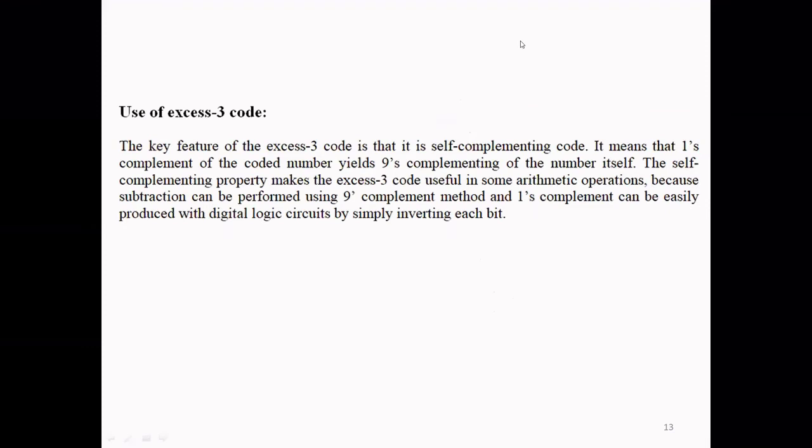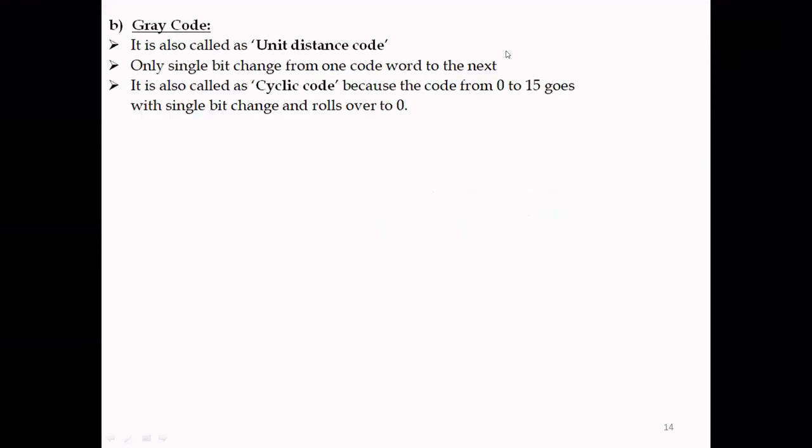What is the use of this XS3 code? The advantage of XS3 is it is a self-complementing code. That means using the 9's complement strategy, because the numbers are in binary XS3 code, by just 1's complement we can do subtractions. We can avoid subtractions. Just 1's complement we can use to operate on the BCD decimal numbers directly. So simply inverting each bit. That is the advantage of XS3. Let us see gray code.